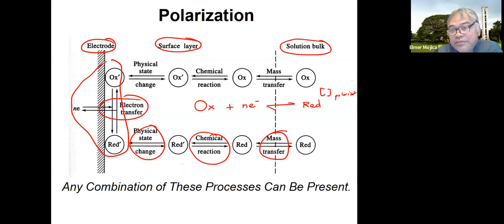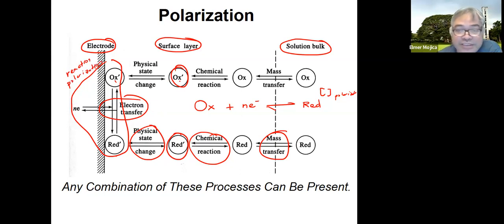Now, some half cell reactions would proceed by an intermediate chemical reaction in which the species, this and this, form. And this intermediate is then the actual participant in the electron transfer process. Remember, they have the same form as the one that you have here. So if the rate of formation or decomposition of the intermediate limits the current, we have here the so-called reaction polarization.